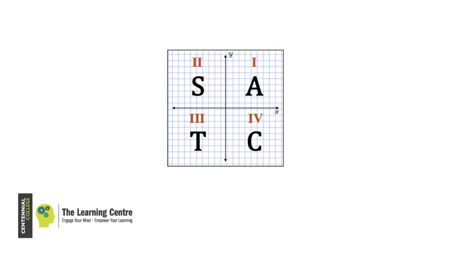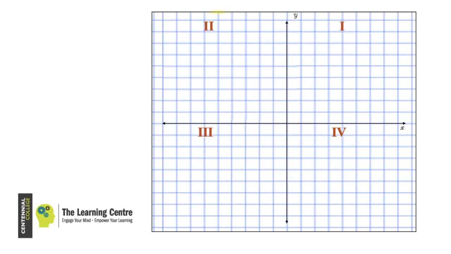Recall the CAST rule again, and we need to find the quadrant where both cosine and tangent are negative. So we know that cosine is negative in the second quadrant and in the third quadrant. And we know from CAST that tangent is positive in the third quadrant. And so the only quadrant that is left is the second quadrant, and so we know that the angles have to lie in this quadrant.